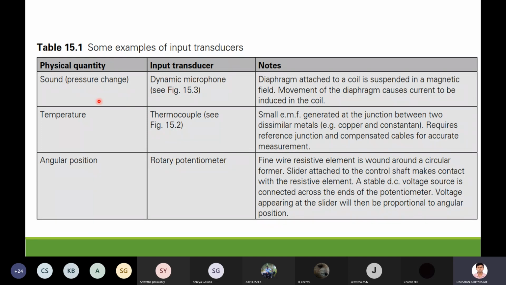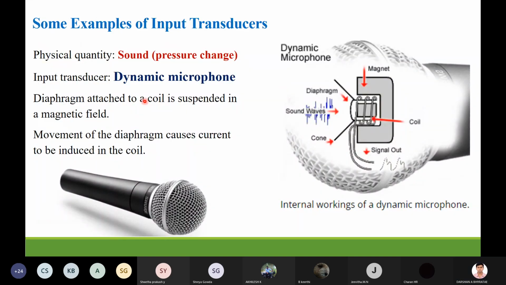Let me explain the working principle of sound, temperature, and angular position input transducers. All these are input transducers here. Let me explain them one by one in the upcoming slides. Okay, are you following me?